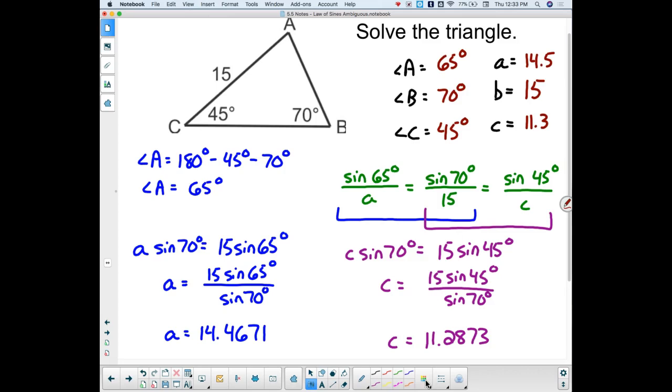So those are the 6 answers that we need to generate when we say solve the triangle. Okay? When it's a solve the triangle, you need to generate 6 answers. We'll give you 3 of them.